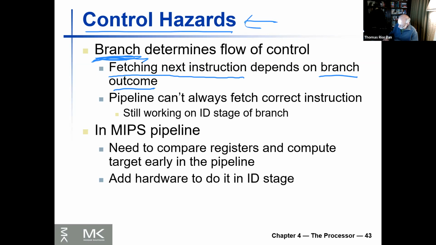And so in our RISC architectures, we're going to compare these registers, and we'll also do the calculation of where to go as soon as we can. As soon as we fetch that offset out of the instruction, we'll do that addition to the program counter, and we'll basically compare the registers at the same time. And as soon as we get this done, then we'll use that to change the flow of instructions. And let's see in a picture here how that works.